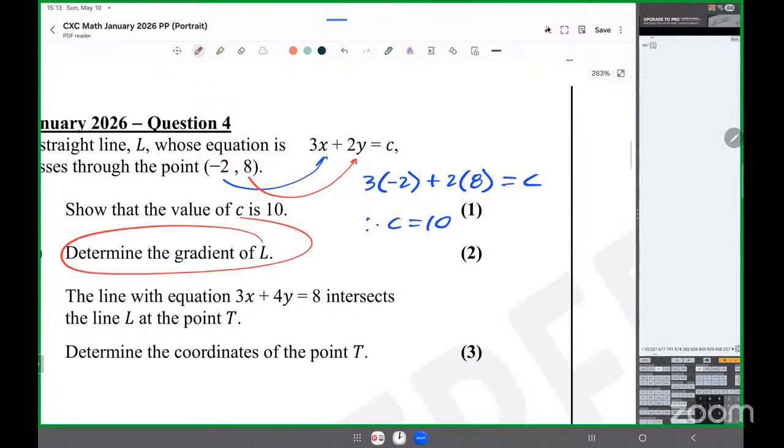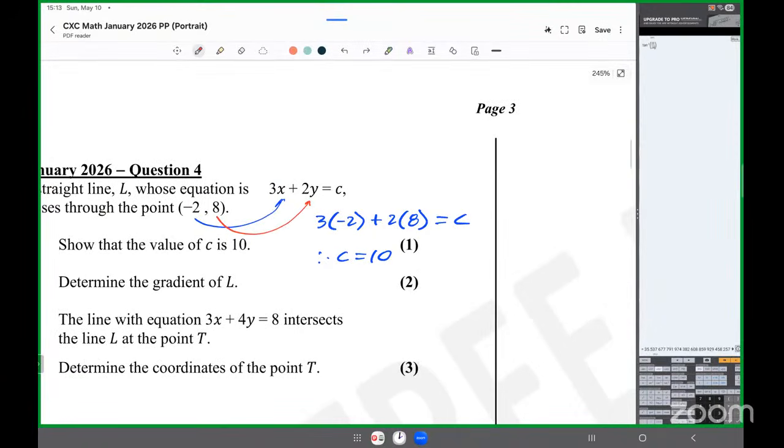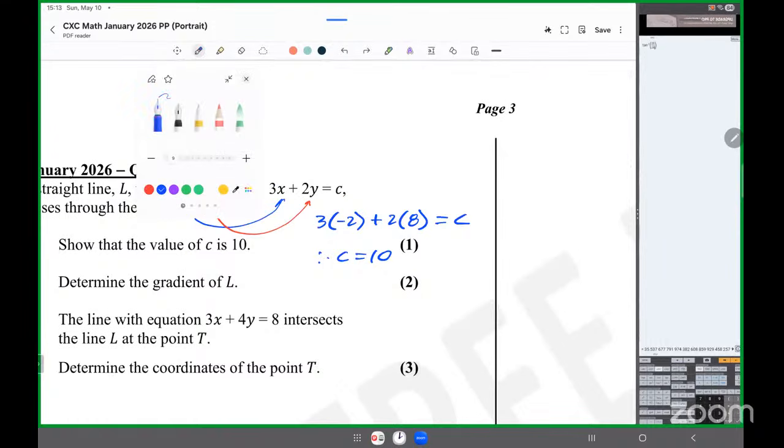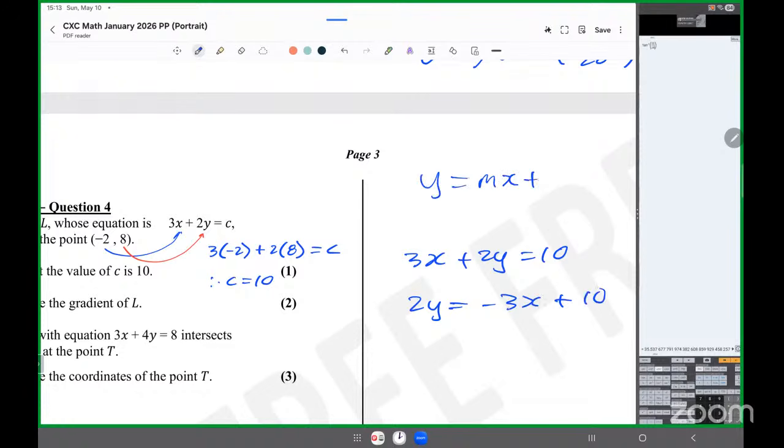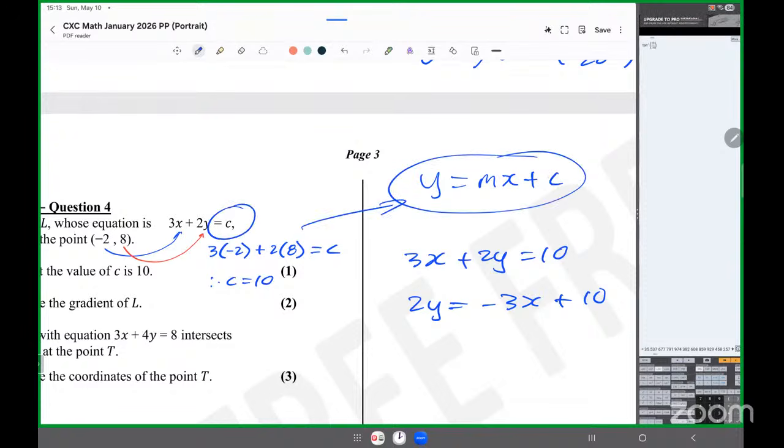Then we want the gradient of the line n. To get the gradient, we're going to put it in the form y equals mx plus c, with y the subject. So the equation now becomes 3x plus 2y equals 10. Moving this over first, we get 2y equals minus 3x plus 10. Remember, we're trying to get y equals mx plus c. We want the equation to look like that. Not this c, this c, our normal c. Don't confuse them.